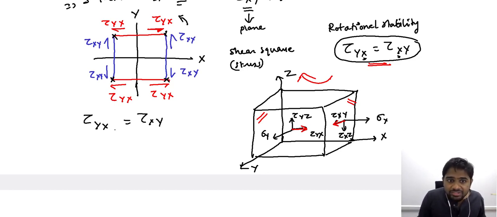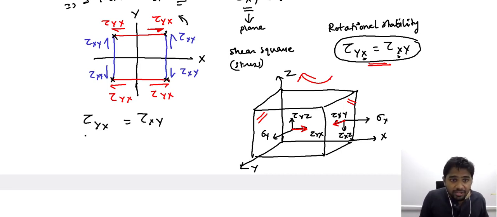So this relation here is a generalized one and can be extended to any combination of plane and direction. So when you have a plane and a specific direction along which the shear stress is acting, and then the direction and plane are reversed, the value is going to remain the same.